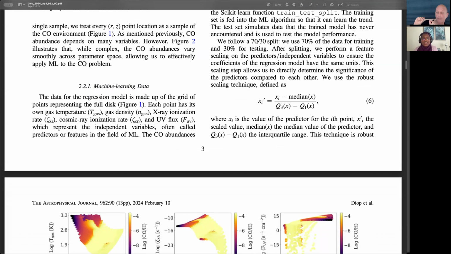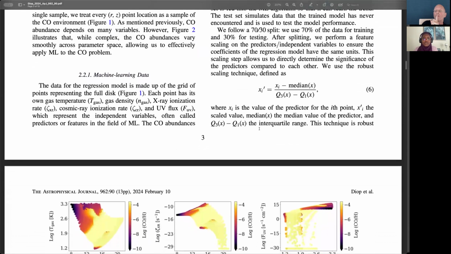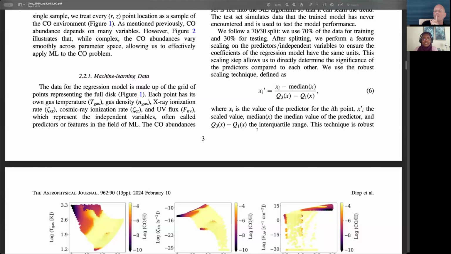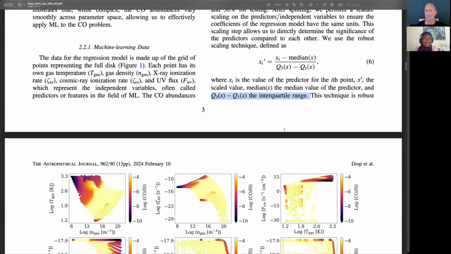Yeah. And the other thing we did with this data, we also made sure to scale the data following this robust scaling technique so that we have parameters that are dimensionless and we are comparing apples to apples and removing the effect of units. Got it. Okay, cool. I'm with you.